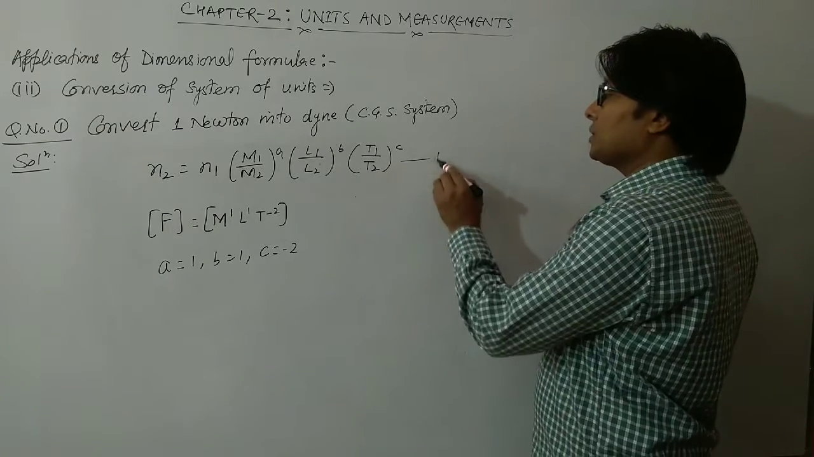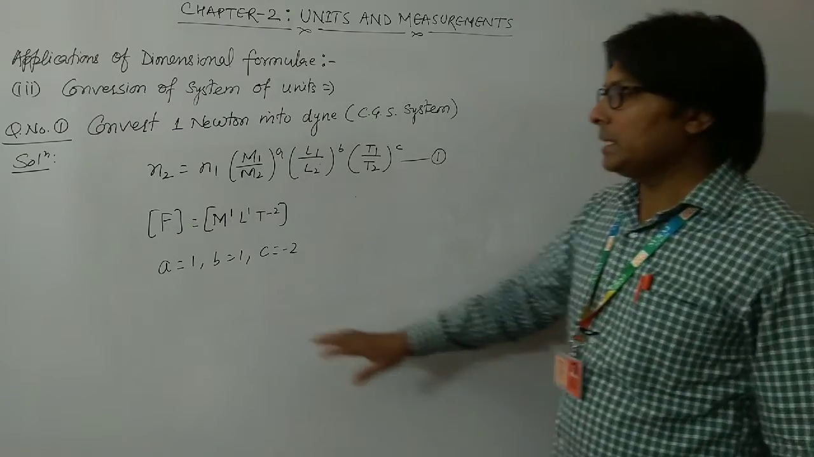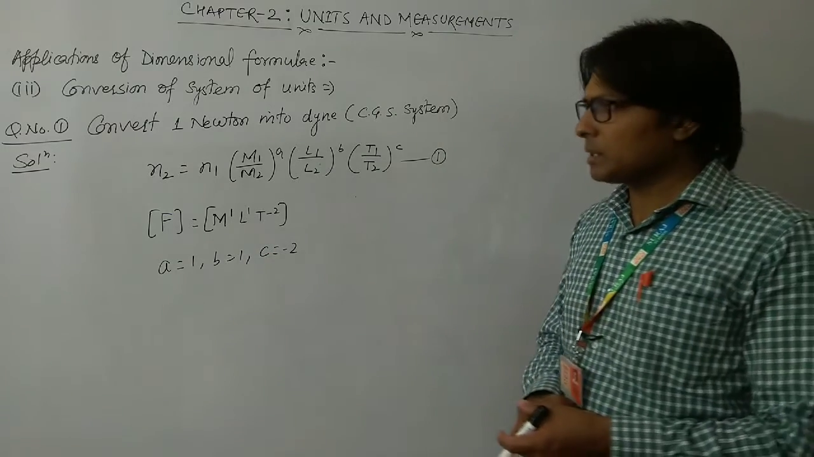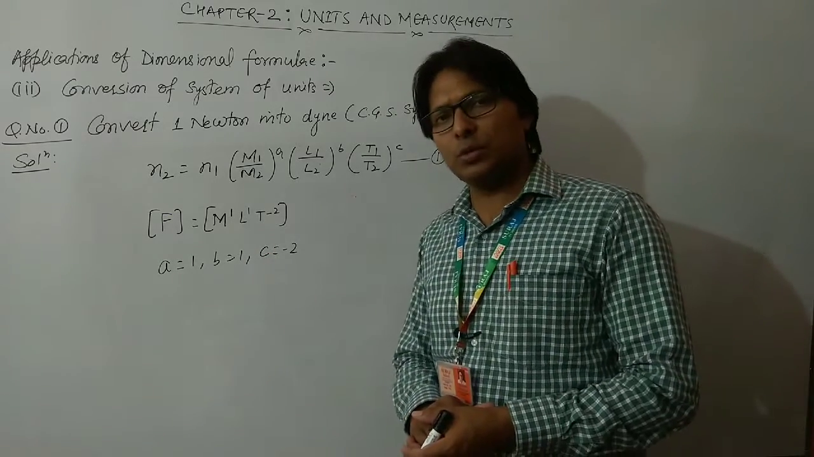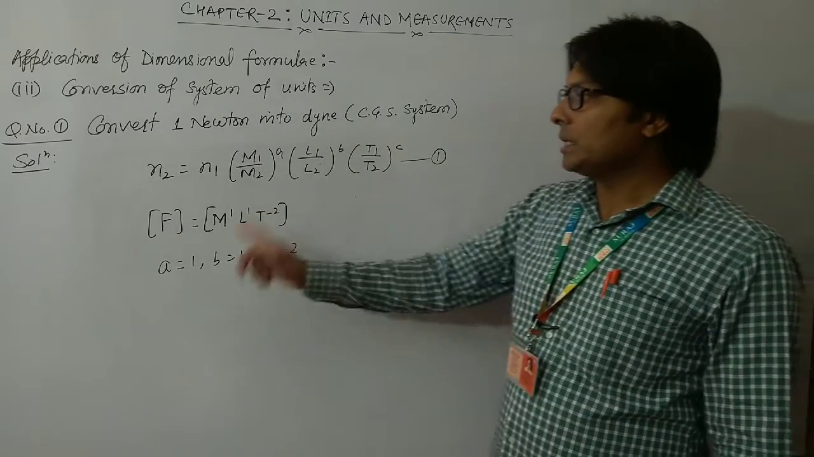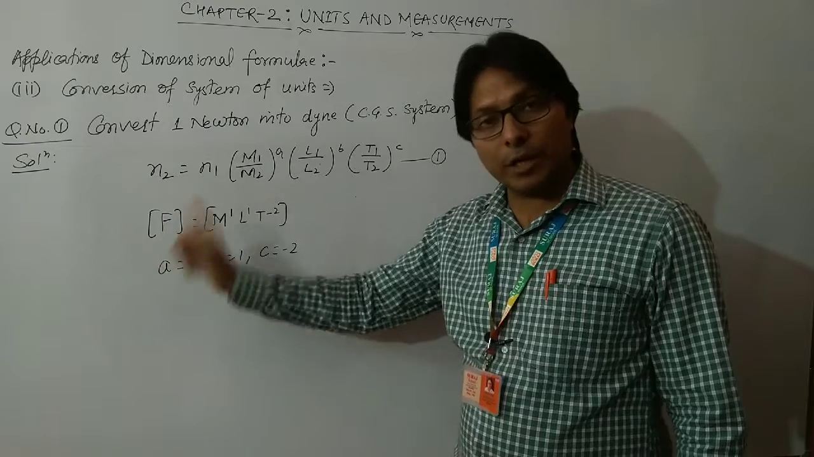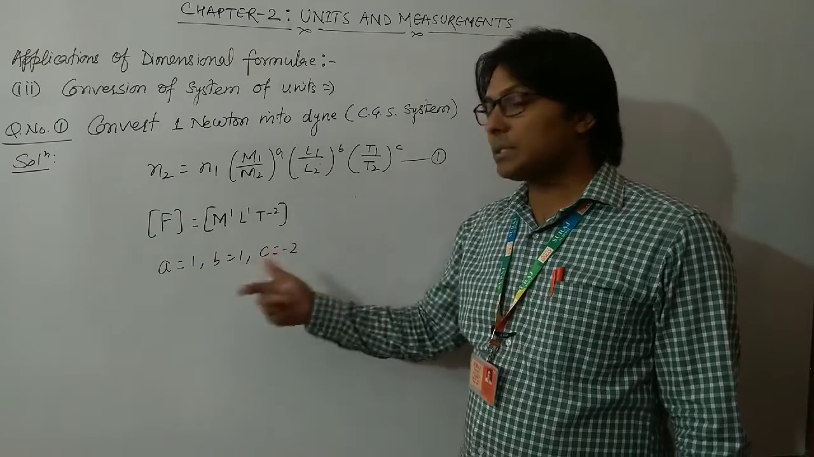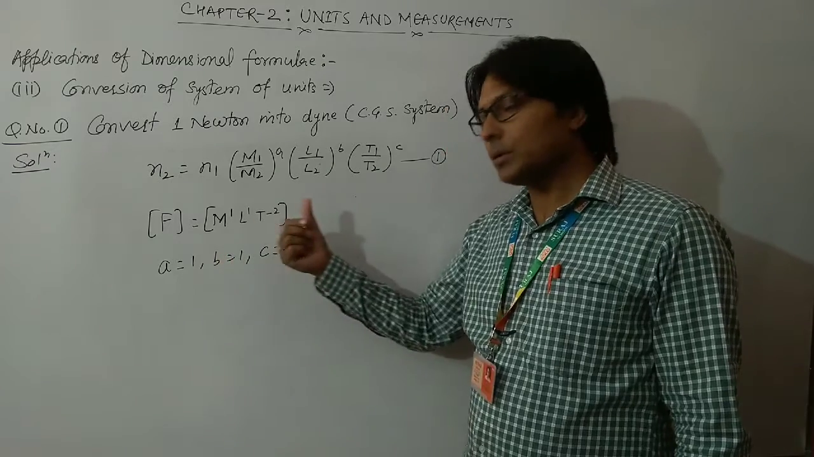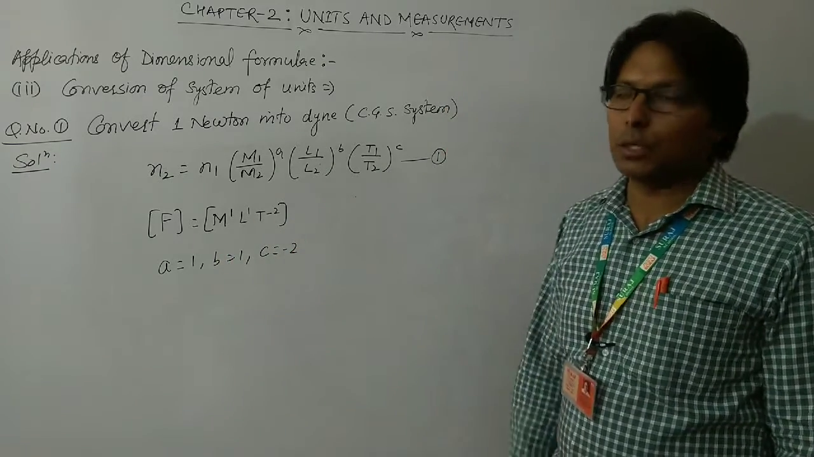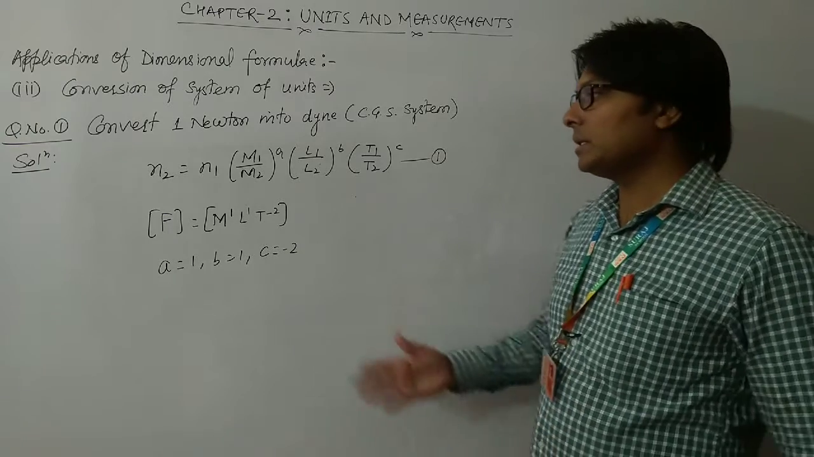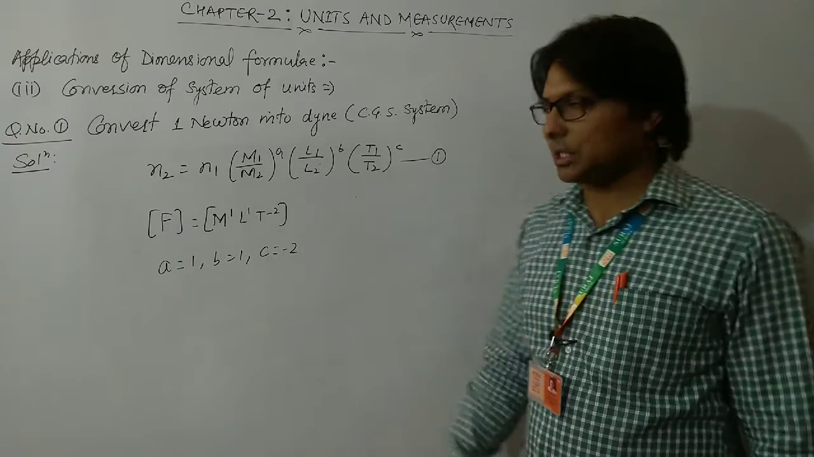So while using this formula, we will use A equal to 1, B equal to 1, C equal to minus 2. Suppose we have to convert 1 joule into erg, which we will do in the next question. There we will write the dimensional formula of energy, and the dimensions would become A equal to 1, B equal to 2, and C equal to minus 2. So as per the physical quantity to be converted, these dimensions would change.